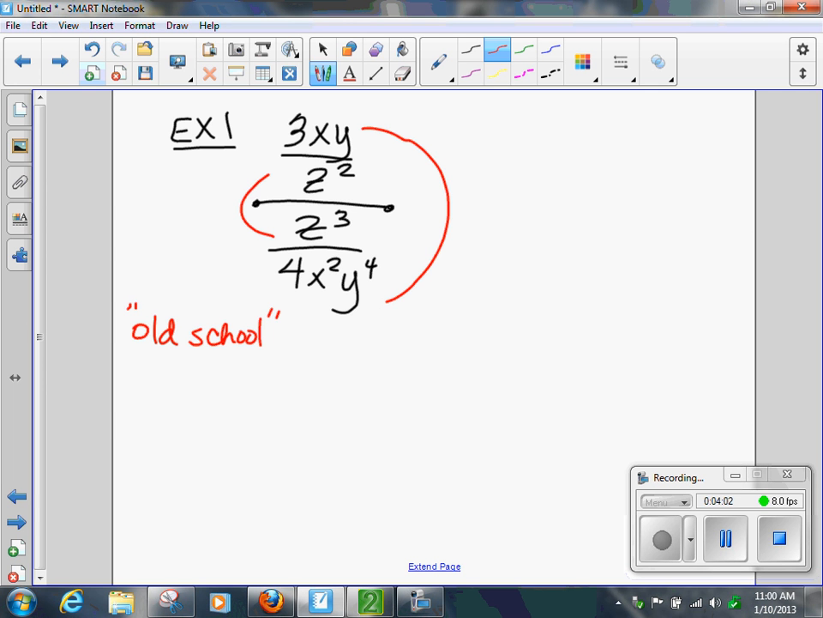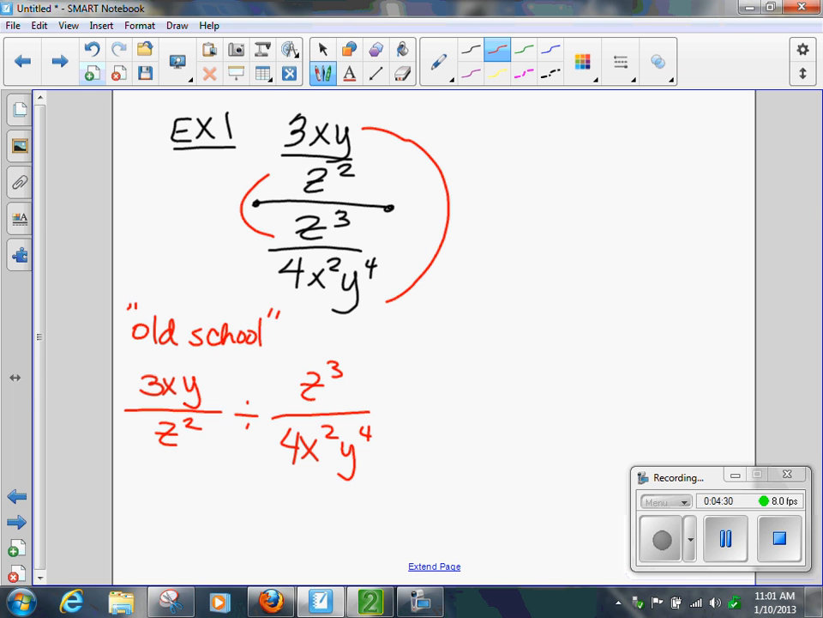Old school is going to be my numerator divided by my denominator. Yeah, this is going to be ugly. It's not going to be pretty at all. But isn't that what a fraction is? Isn't it the top number divided by the bottom number? That's what it is. I'm not doing anything new. I'm doing what we already know.